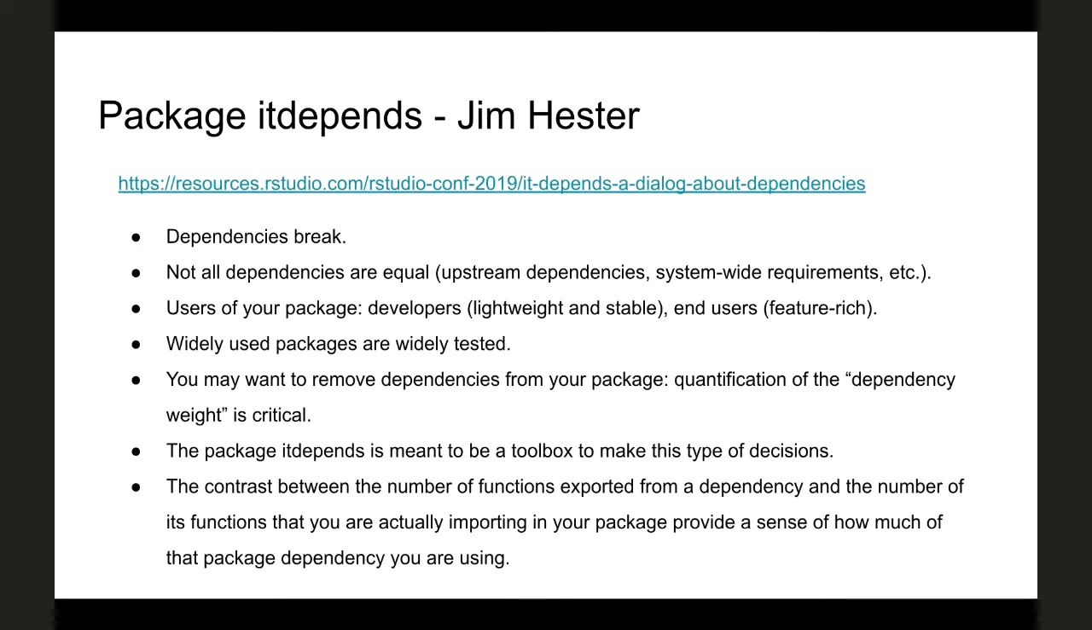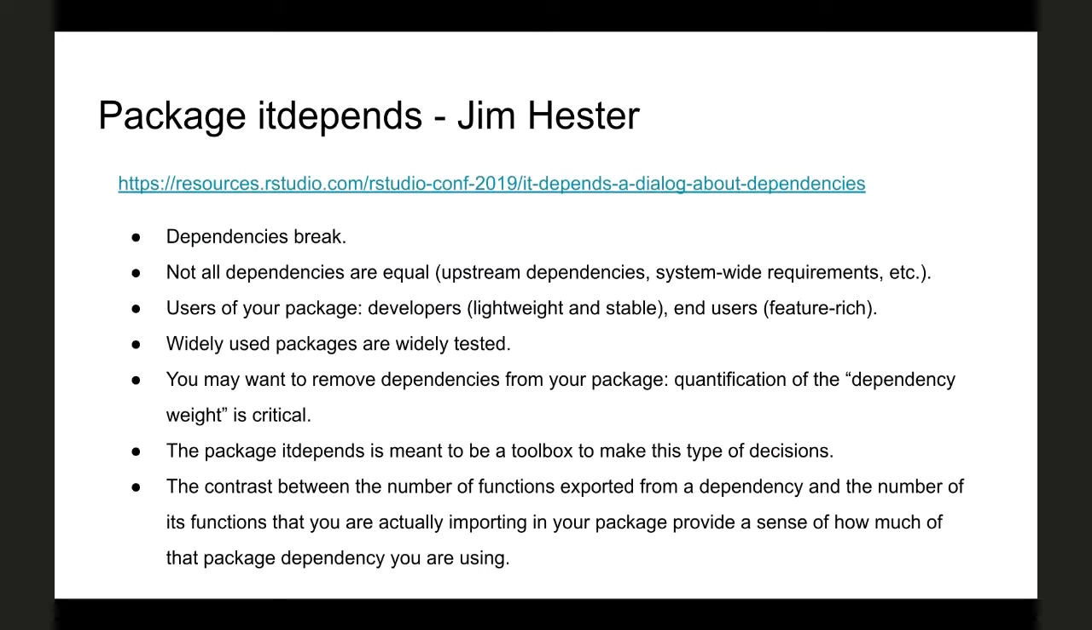If you depend on widely used packages, that might be more reliable, because widely used packages are widely tested by the large user base. You may want to remove dependencies from your package, like in my case, where you notice that there is a dependency that has some problem installing, and actually you wonder why you have it. So in this sense, quantification of what Jim calls the dependency weight is critical to make this decision. So the package itdepends is meant to be a toolbox to make this type of decisions. These are his own words in the presentation.